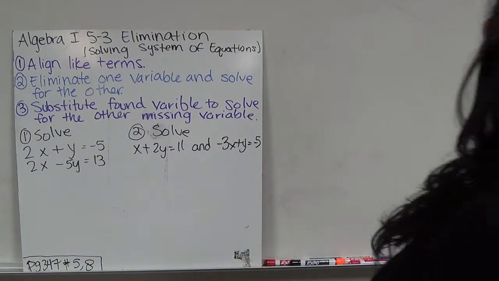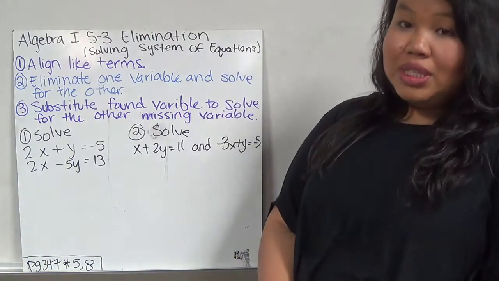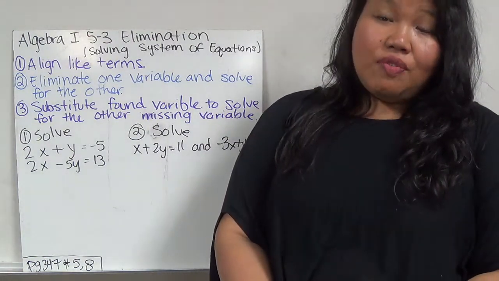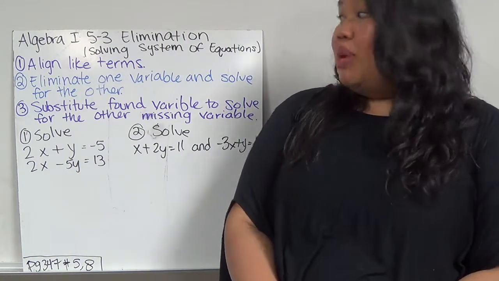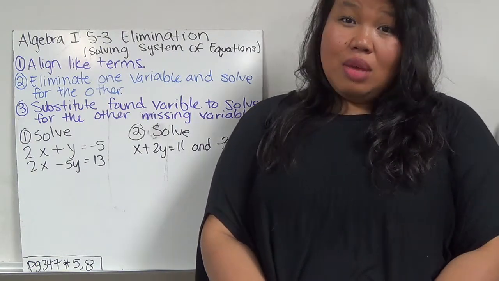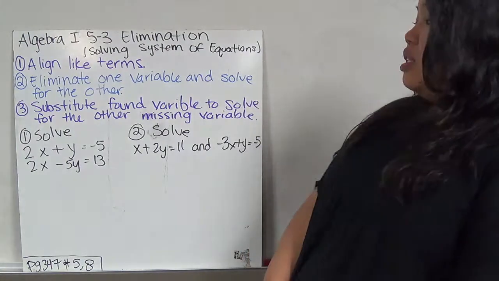In Algebra 1, Section 5.3, we're dealing with another method besides substitution. And remember, substitution works best if you can find a variable that has 1 as its coefficient. But if it doesn't, you can use elimination. But the great thing about elimination is even if it does, you can always still use it.